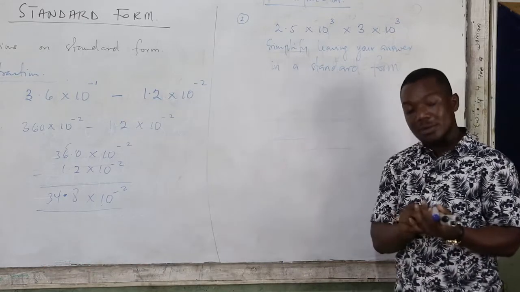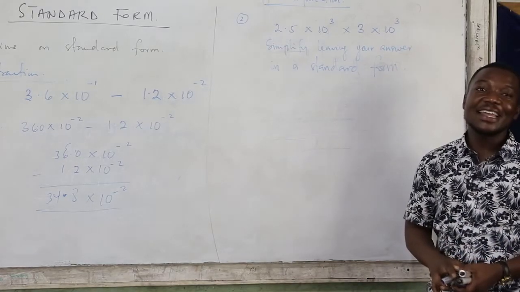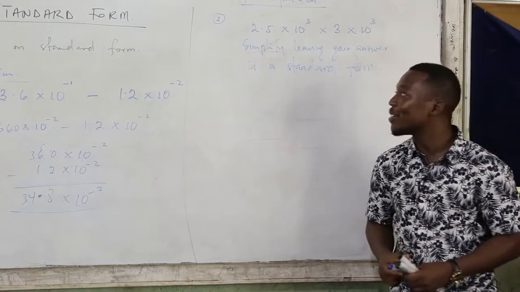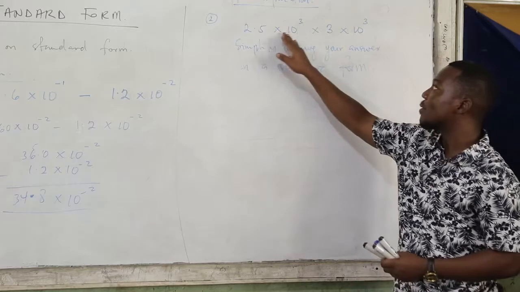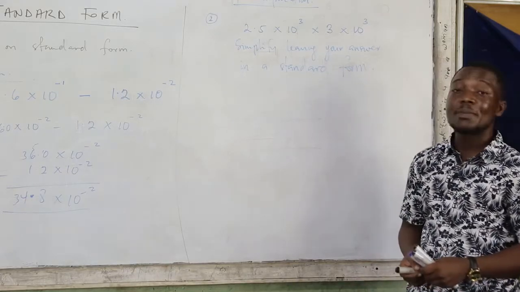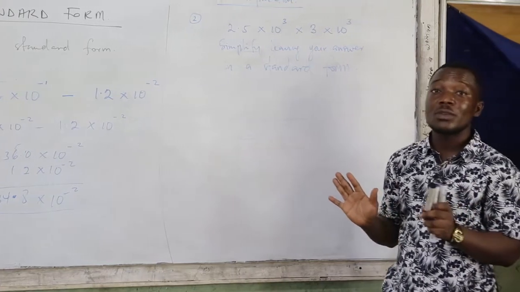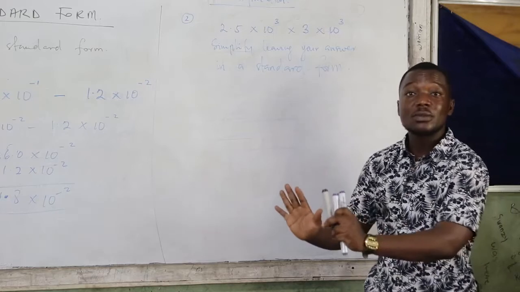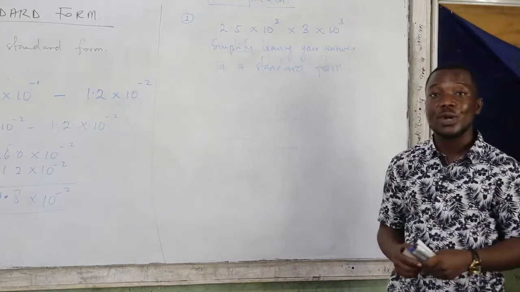All right, so we are going to simplify this and leave our answer in standard form. Okay, so let's pick the figure. Now, we have 2.5 times 10 raised to the power 3 times 3 times 10 raised to the power 3. So what I'd like you to do is push all the numbers without the 10 raised to the power to one side, and see if we can work with them.